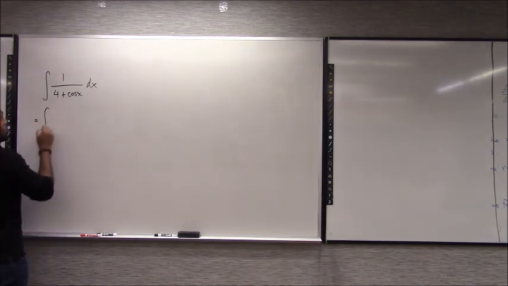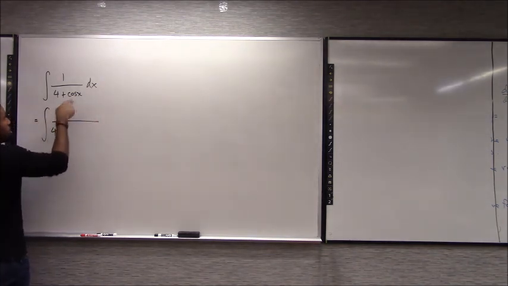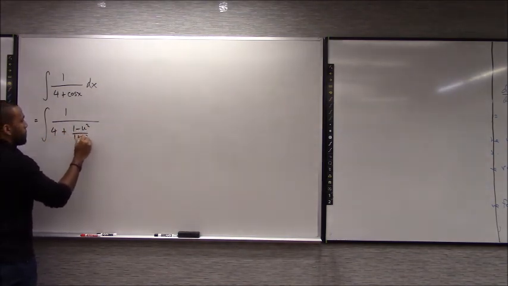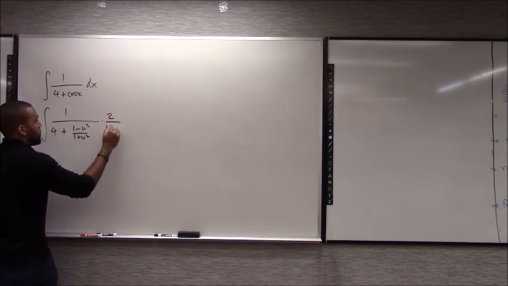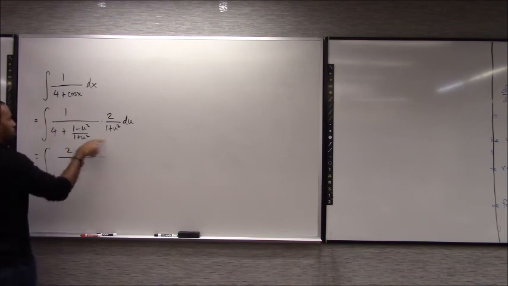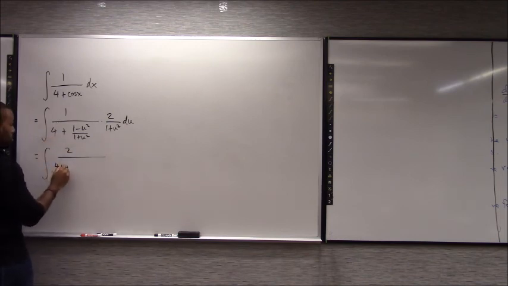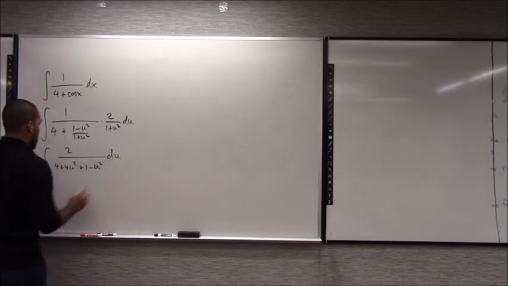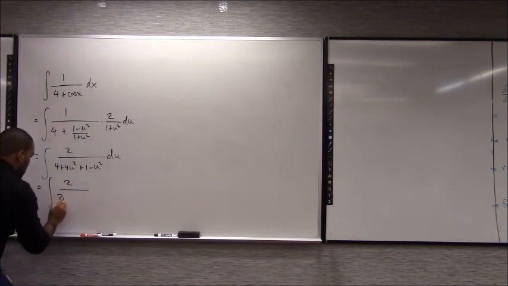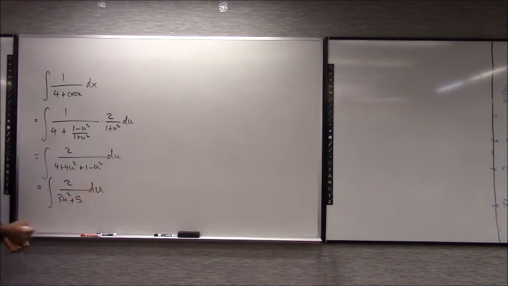So, what does cosine become under Weierstrass? 1 minus u squared over 1 plus u squared. And dx is 2 over 1 plus u squared. That's 2 over, take the 1 plus u squared times the 4, you get 4 plus 4u squared. This plus times that. 1 minus u squared. So now you have 3u squared plus 5. Did you get up to that point?